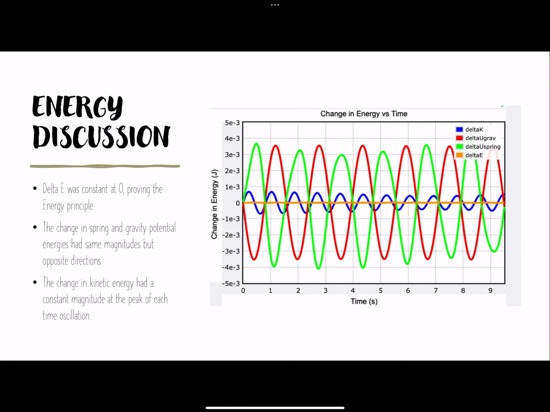So to discuss my energy graphs, first I want to say delta E was at a constant 0, which proved the energy principle correct. And the change in spring and gravity potential energies had the same magnitudes, but they were in opposite directions because they were working against each other. And finally, the change in kinetic energy had a constant magnitude at the peak of each time oscillation.